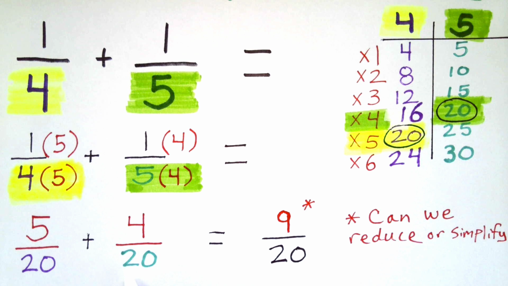You're not adding 20 plus 20. The bottom number, that's your whole. That's your total of all the parts, right? Stays 20. And we add the numerator, the top values. 5 plus 4 is 9.